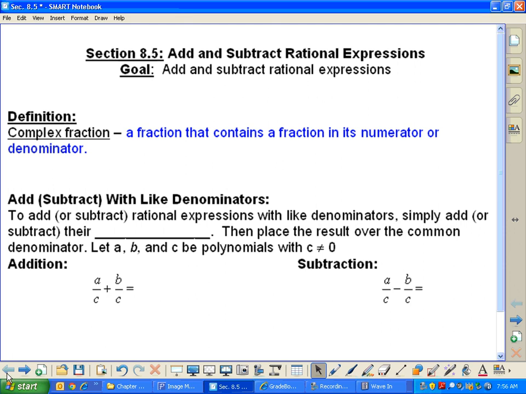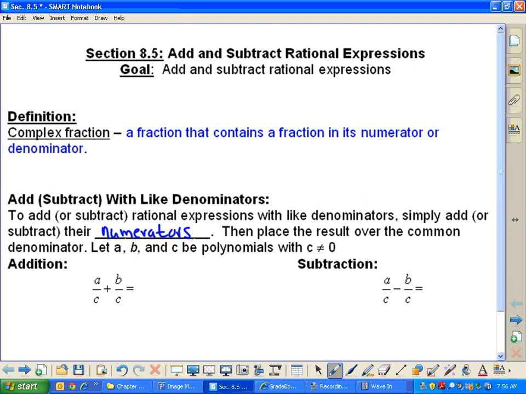Okay, so with that, when we add or subtract, there's two cases you need to think about. There's like denominators and then not like denominators. When we add or subtract with like denominators, essentially we simply add or subtract their numerators. Then we place that result over the common denominator. Keep in mind your denominator really can't ever be 0. Can't divide by 0. We've talked about that.